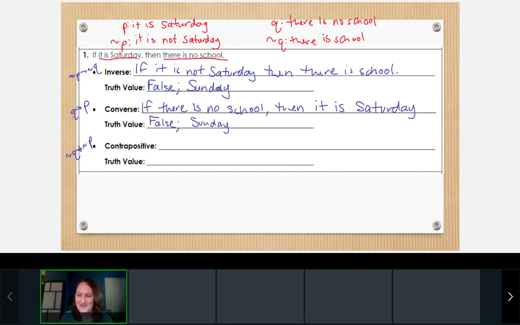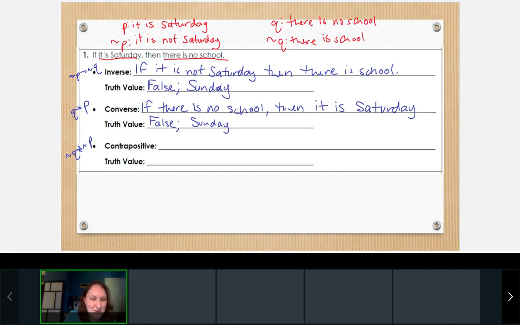I'm seeing a lot of good other counterexamples in there. How is it false? So if there's no school, then it's Saturday. Think of another day that there's no school. Sunday. Well, Sunday's not Saturday. That's why. Awesome. All right, let's look at the contrapositive.